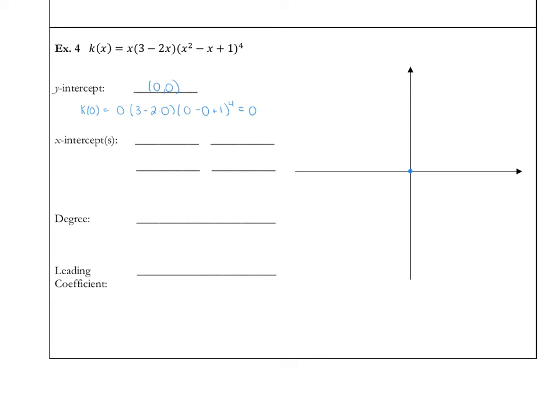And now x-intercepts. I see 3 separate factors: 1, 2, 3. Starting with the first factor, that goes to 0 when x equals 0. That's just multiplicity 1. Looking at the second factor, if it's not so clear, let's go check. 3 minus 2x, when does that equal 0? That's when x equals 3/2. And that's multiplicity 1.